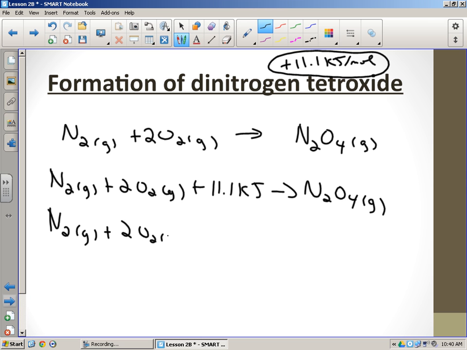Just for a little review here real quick, if we're going to write delta H notation, we put a positive 11.1 kilojoules, like so. Okay? So that would be delta H notation. We could also do a potential energy diagram, endothermic one.